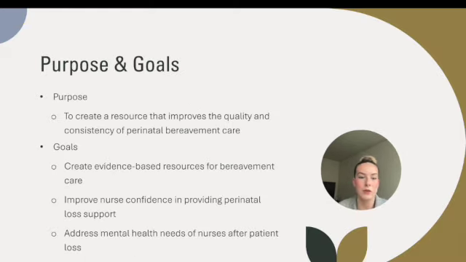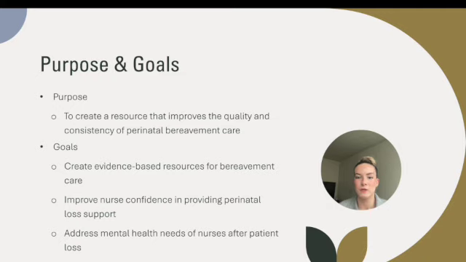Okay, so for the purpose of my project, I wanted to create a resource that improves the quality and consistency of our bereavement care. And then for the goals, I wanted to create evidence-based resources for bereavement care, improve nurse confidence in providing perinatal loss support, and then address mental health needs for the nurses that care for the loss.